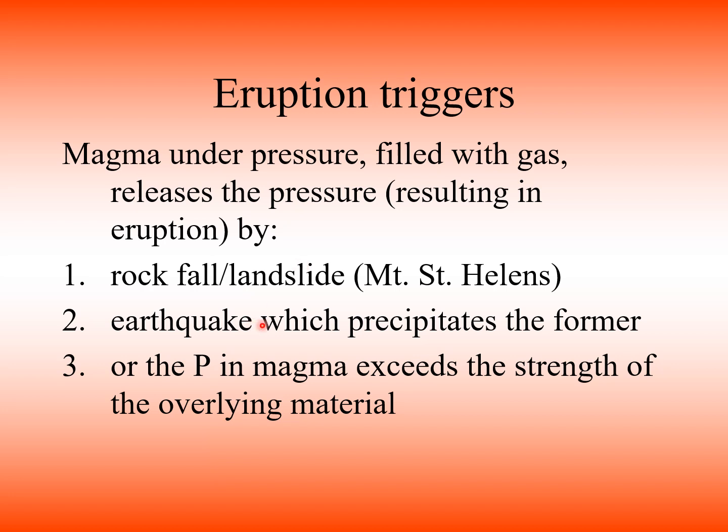You can get earthquakes, which basically precipitate a rock fall or landslide that causes that pressure to be relieved and the volcano to erupt. Or you can get the pressure in the magma just exceeds the strength of the overlying material. This is as magma is moving into the magma chamber, and it hasn't erupted yet, eventually the pressure in that magma chamber is going to build up to the point where that magma is going to be forced upward. And then that facilitates decompression melting as it moves up.